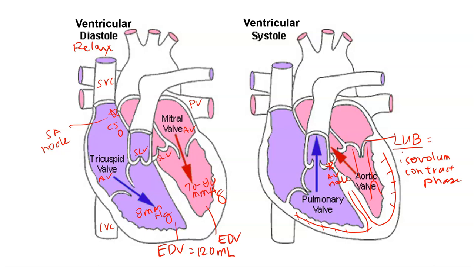Okay, so let me issue this warning. There is never a time when all 4 heart valves are concurrently open, meaning there's never a time all 4 are open at the same time. But there are 2 times when all 4 heart valves are closed. This is one of them, and it's when the heart is preparing to contract. It's called isovolumetric contraction phase.